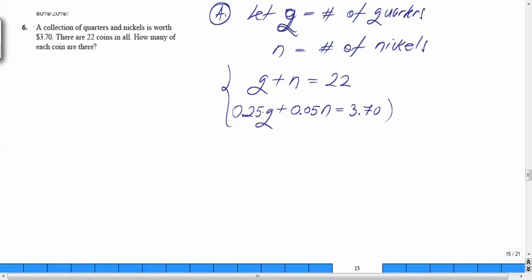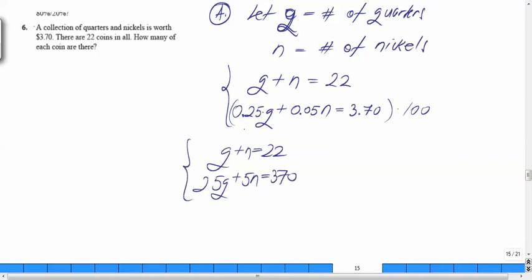Now the second one, we should have written in cents, not dollars, but it doesn't matter. I can multiply it by 100. Now I have q plus n equals 22. In the second one, I have 25q plus 5n equals 370. I'm going to use elimination. I will try to make the n's coefficient the same, which means multiply the top one by 5.